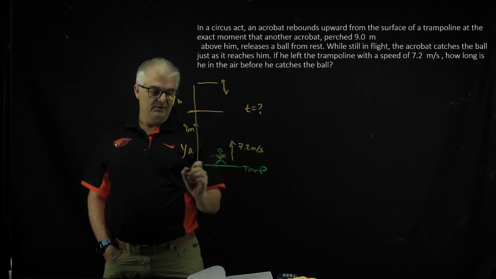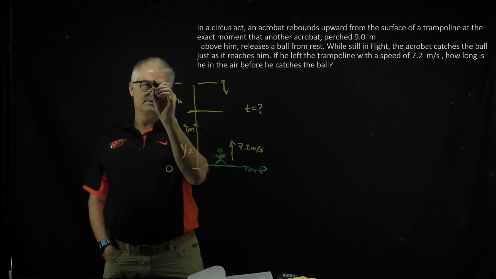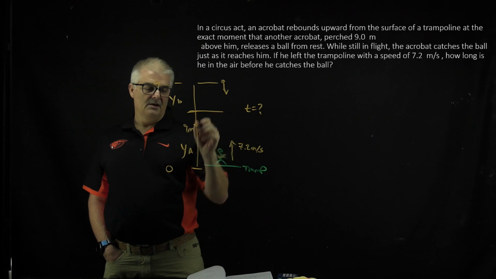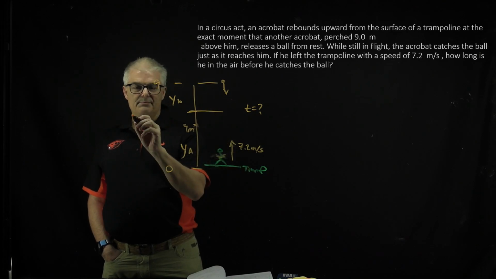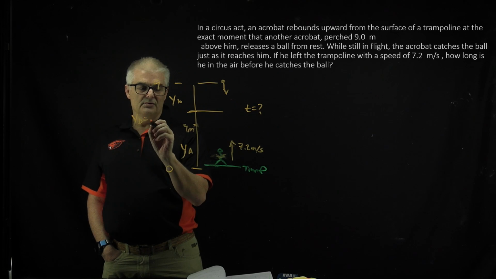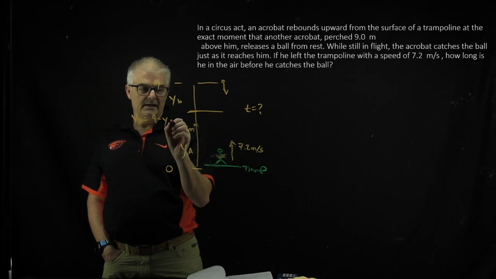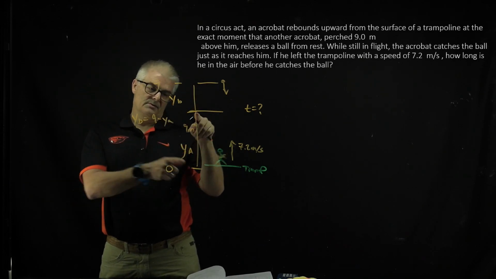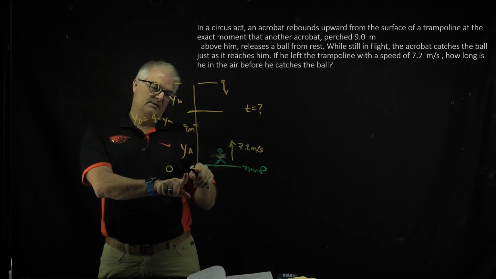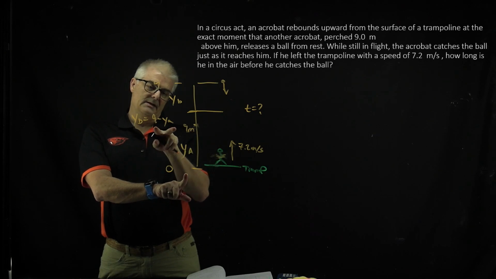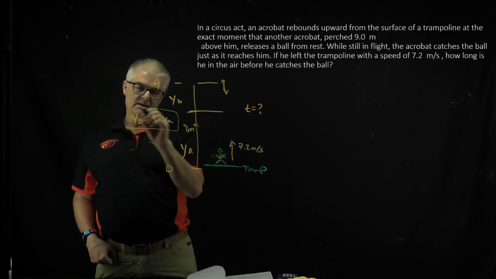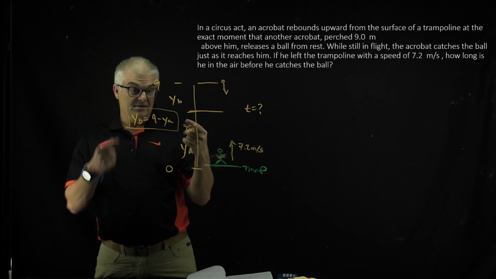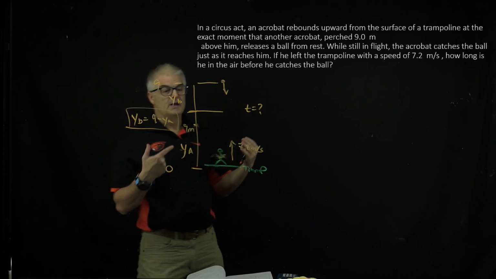But we want to find out how far YB is. So if we set this as our 0 point and this as 9, then he's going to go YA distance. But YB, what height will he be at? YB equals 9 minus YA. Does that make sense? Because if the acrobat goes YA, the ball is going to be at height 9 minus YA. That's super important to understand, because we're going to set these equal to each other. So we're going to write two equations and solve for y.